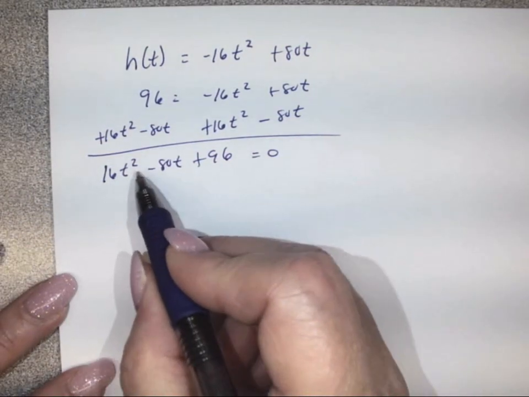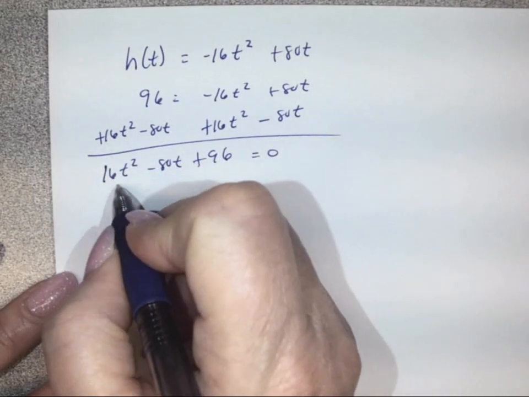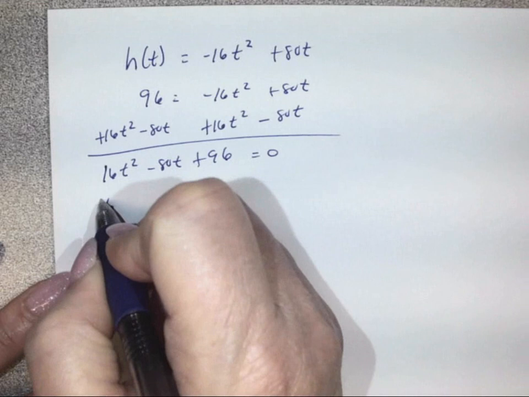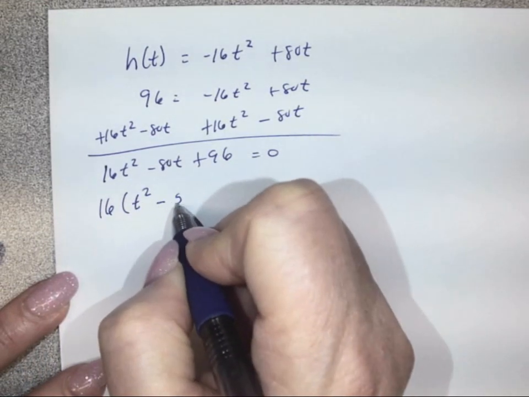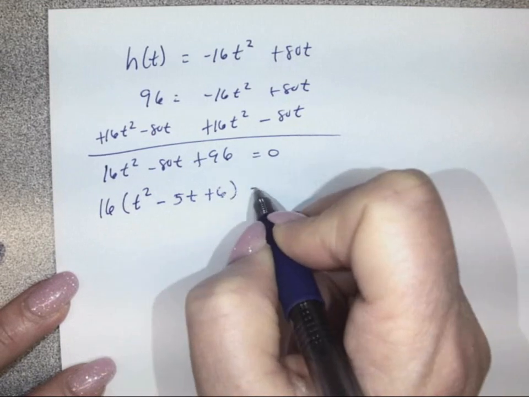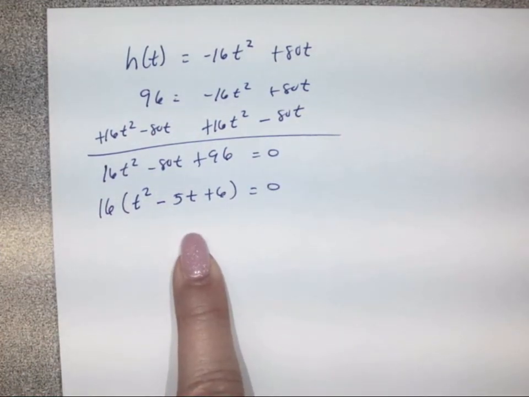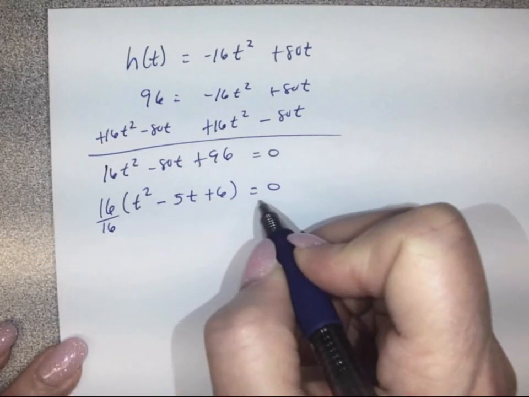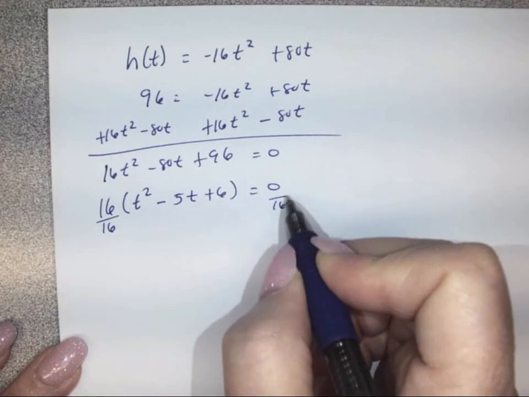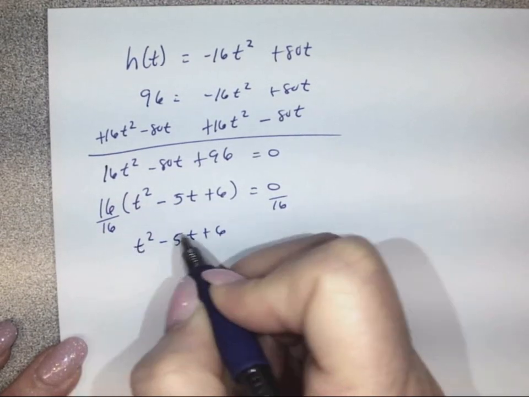All right, now between these three terms, they're all factorable by 16. That's our GCF, 16. And that'll leave us with t squared minus 5t plus 6 is equal to 0. Well, that's a much more manageable equation. Now remember, we can divide both sides by that 16, and that way we're just left with our terms.